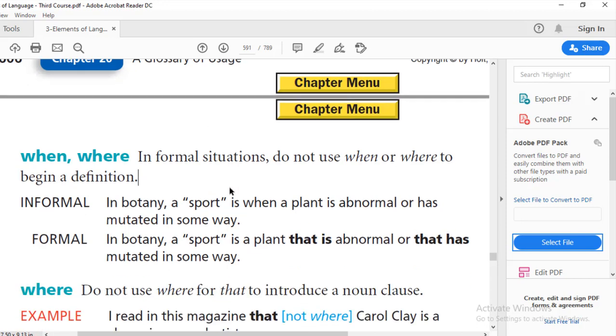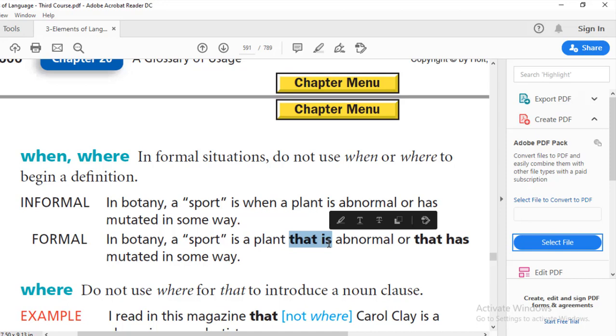Look at this sentence: "In botany, a sport is when a plant is abnormal." So here we're trying to define the word "sport" in botany, right? So whenever you are trying to define something, don't use "when" or "where." What should we use? We use "that," as.